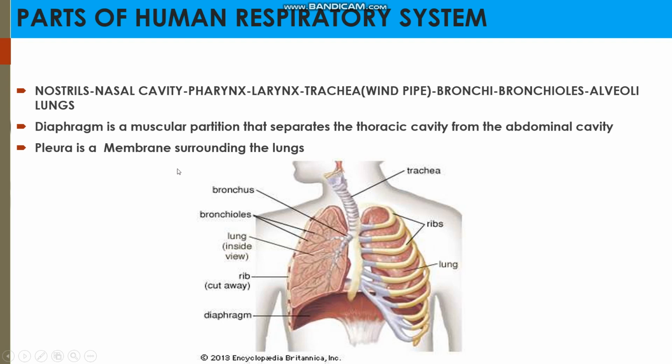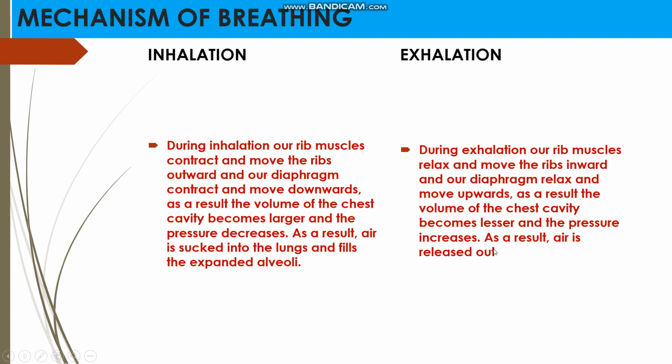So which is the membrane surrounding the lungs? That is the pleura. What is diaphragm? Diaphragm is a muscular partition that separates the thoracic cavity from the abdominal cavity.